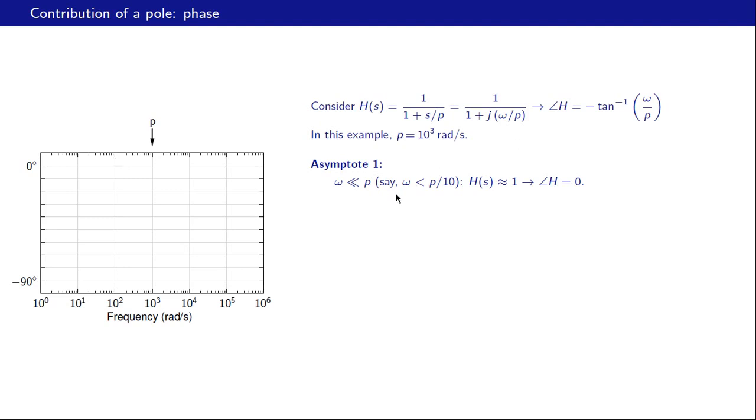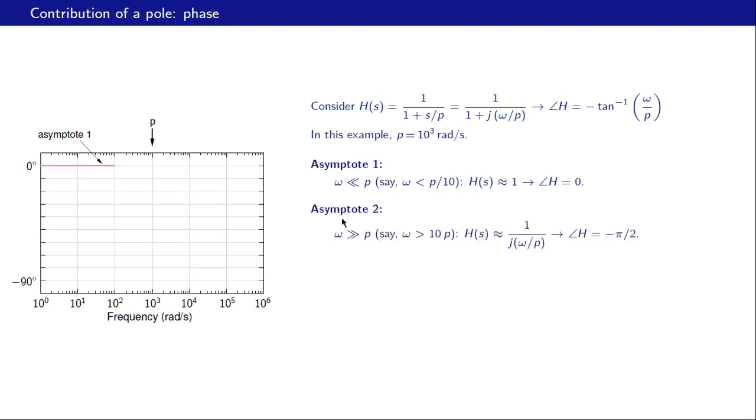With this condition, omega by p is going to be less than 0.1, and as an approximation we say that angle of h is nearly 0 because this is a small number. Alright, so that gives us asymptote 1. So angle of h is 0 in this range here, that is omega less than p by 10, and that is what it looks like.